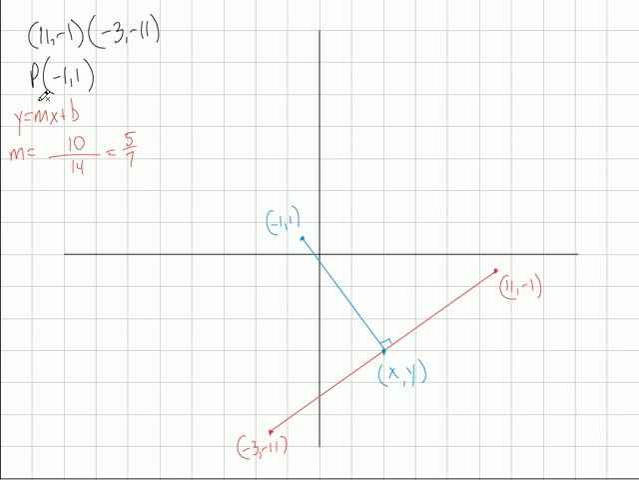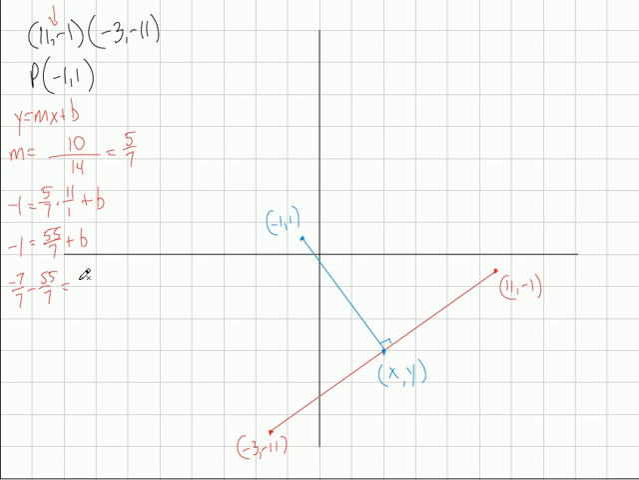So let's put some numbers in. You can pick either this one or this one. Let's pick this one right here. All right, it doesn't matter, right? Put in the y, so it's negative 1 equals m, which is 5/7, x, which is 11, plus b. So it's negative 1 equals, what's that? 55/7. Let's get rid of the 55/7. We do that by subtracting. But let's change this negative 1 to a negative 7/7 because I got a denominator of 7. Subtract 55.